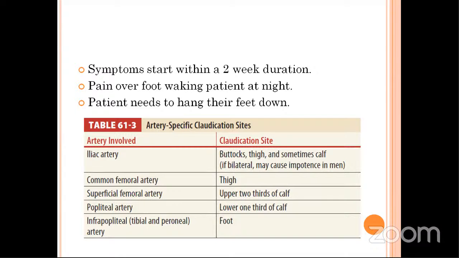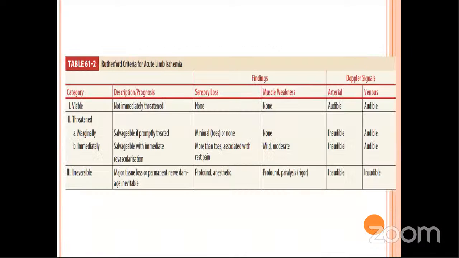If the claudication pain site is in the buttocks, thighs, and sometimes calf muscles, the occlusion can be in the iliac artery. If the site is in the thigh, it can be the common femoral artery. Pain in the upper 2/3 of the calf occurs in superficial femoral artery occlusion. If the pain is in the lower 1/3, it can be popliteal artery occlusion. If the pain is in the foot, it can be infrapopliteal artery occlusion.